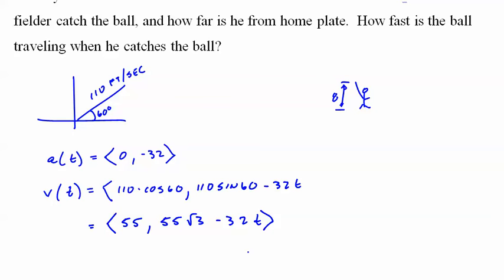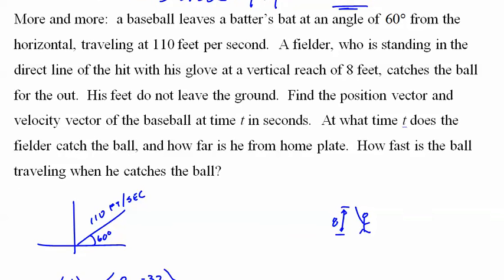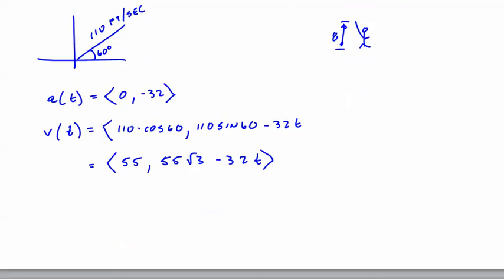So what the heck are they asking? Well, that's our velocity, right? That's the position vector and the velocity vector. Well, we don't have the position vector. R of t equals 55t, comma 55 root 3t minus 32. Make that 16 t squared.